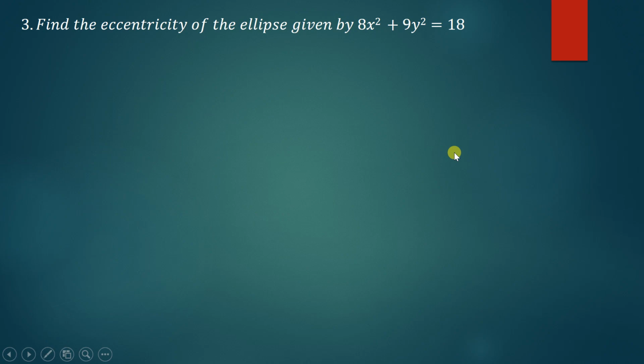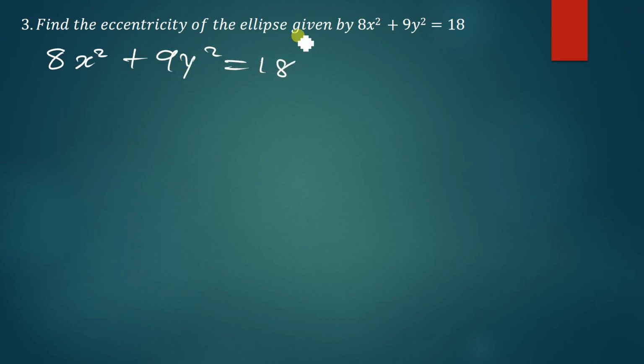So this is the other question that I gave you as the exercise. The question says, find the eccentricity of the ellipse given by the equation 8x squared plus 9y squared is equal to 18. So now we've been told to find what the eccentricity is of this equation.